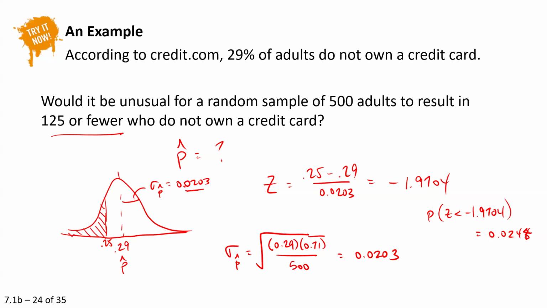Yeah. So read the problem. What's the answer? Yes or no? Yes. Yeah. Why? Because out of the 500 people, the probability that 25% or less will not have a credit card is 2.4%. So 2.4% of the time, that'll happen.